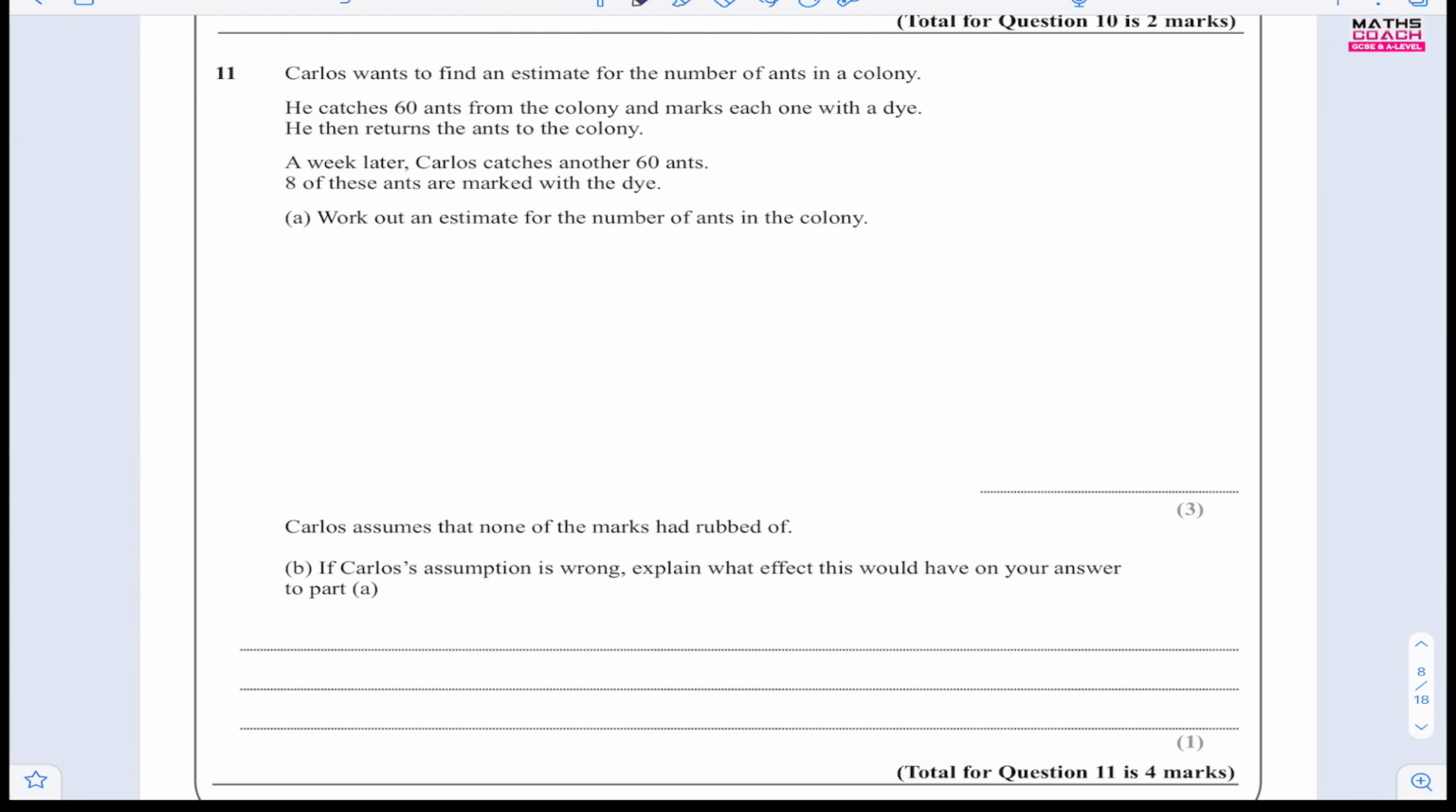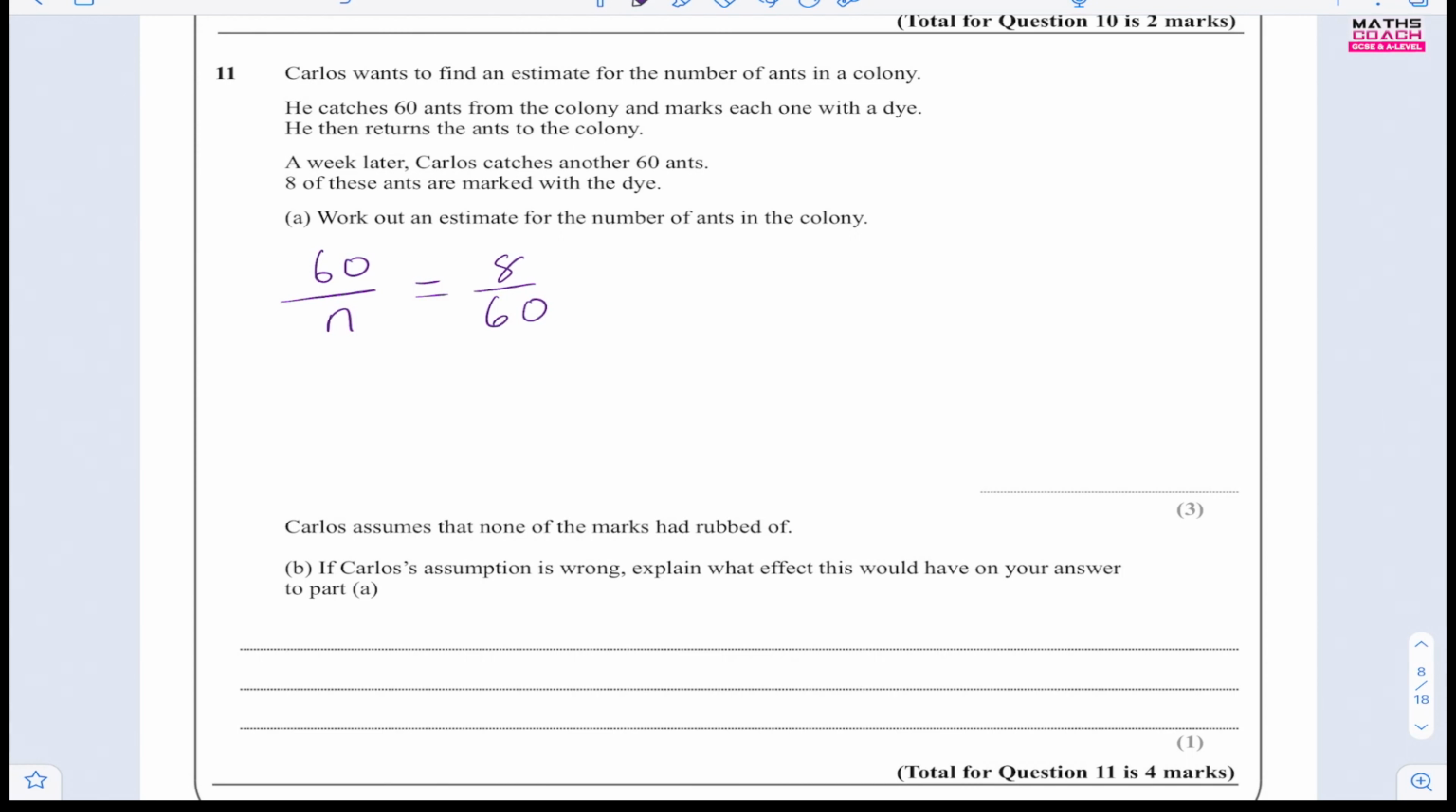Right, so let's begin with his first catch, which was 60. So 60 out of the total number of ants in the colony, which we don't know, so we're going to call it n. So we have 60 over n for the first part of our equation. And we're going to make this equal to what he did a week later, where he caught 60 ants and found that 8 of them were marked with a dye. So 8 out of the 60 that he caught can go on as our second part of our equation.